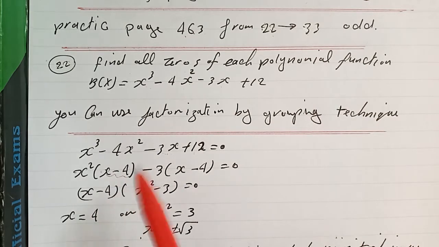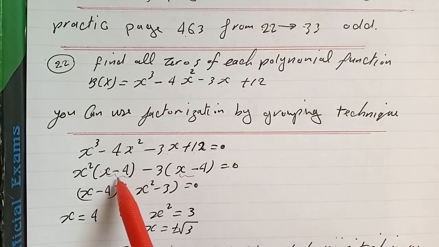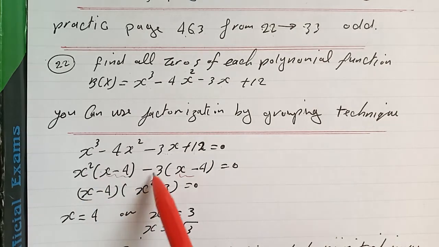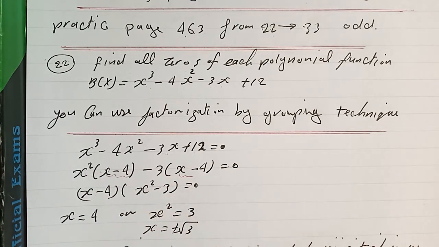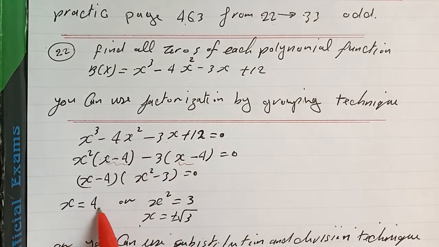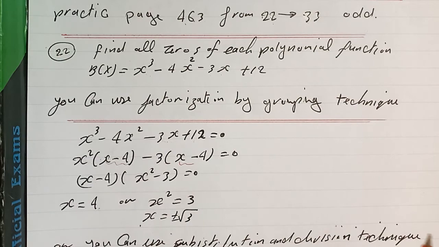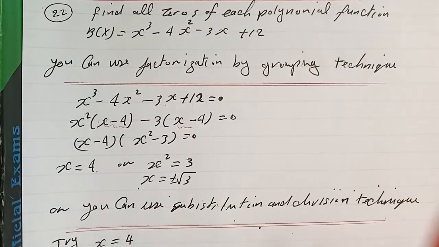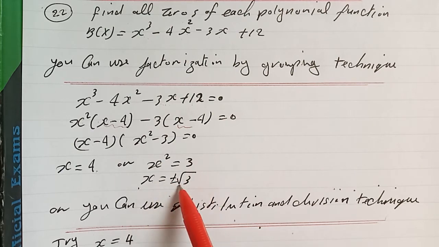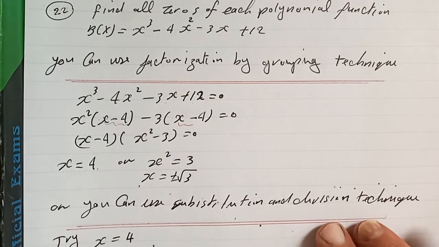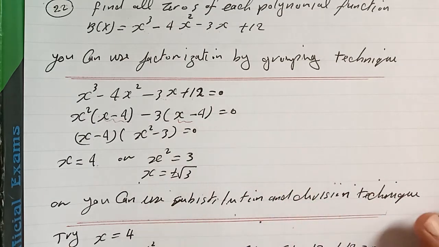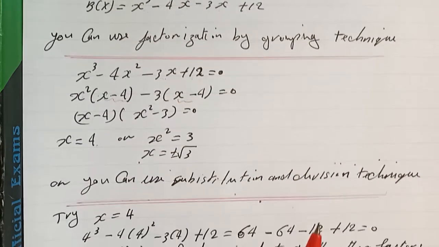And then take x minus 4 as a common factor, then you will have x squared minus 3 as a remainder. Then it's either x minus 4 equals 0, so x equals 4, or x squared minus 3 equals 0, so x squared equals 3, so x equals positive or negative root 3. This is the factorization technique, but by grouping.